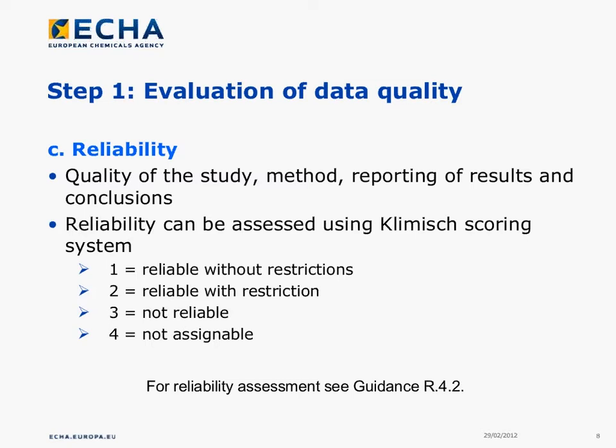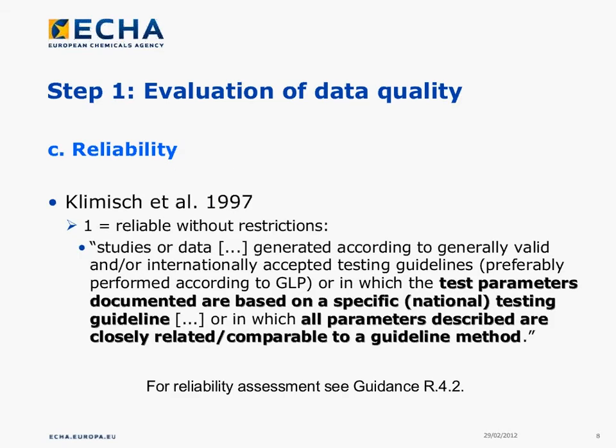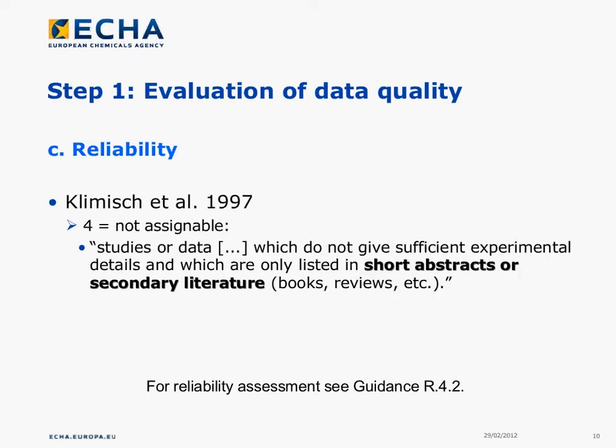With this system, you can assign a score from 1 to 4 to your study, depending on the quality. The highest reliability is associated with a score of 1, that is, a reliability without restrictions. These, in general, will be studies conducted according to valid and internationally accepted test guidelines, or closely related or comparable methods. The lowest reliability score, on the contrary, is number 4, which is not assignable. This refers to data or studies listed in short abstracts or secondary literature.